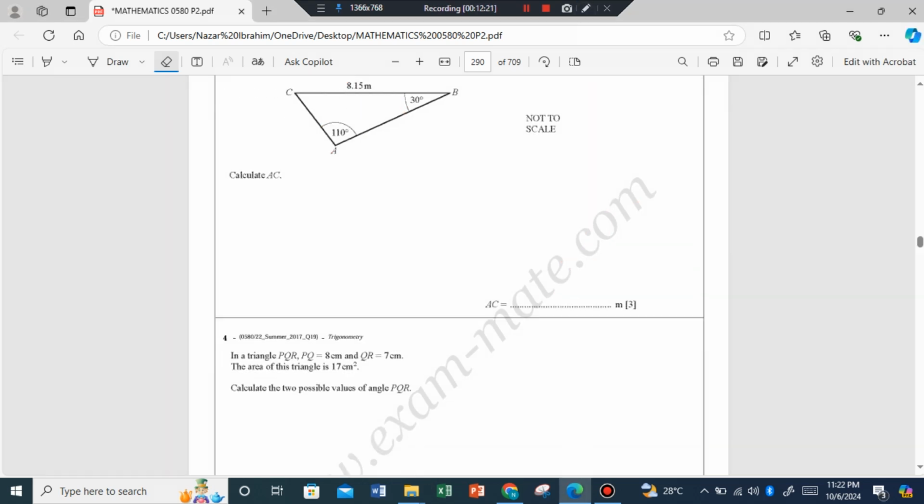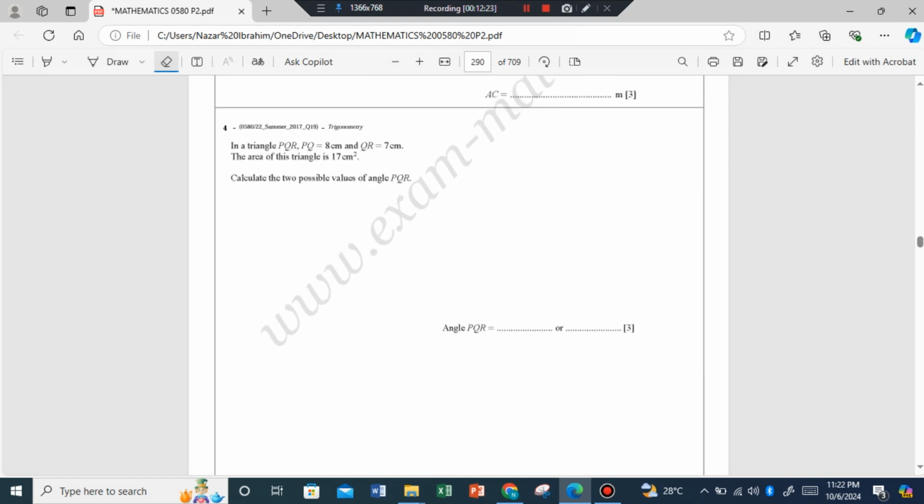Question 4. In question number 4, I am having a triangle PQR. PQ is equal to 8 centimeters, QR is equal to 7 centimeters, and I have been given one more thing, that is the area of the triangle. Since I am not given any angle, I can make any sort of triangle, right? I am making this triangle.